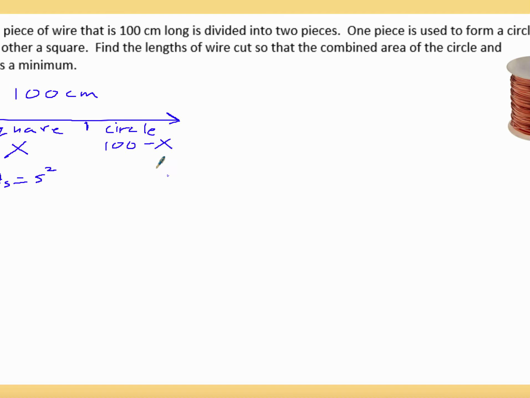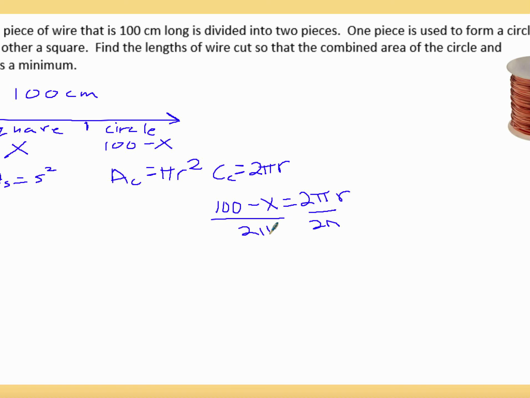With the circle, we know that the area of a circle is pi r squared, and the circumference of the circle is 2 pi r. And the circumference is the whole length of the wire that's going to be used for the circle. So that's 100 minus x is equal to 2 pi r. In the formula for the area of a circle, I need to know what r is. So I'm going to divide both sides by 2 pi to get r alone. So I get r is equal to (100 minus x) divided by 2 pi.